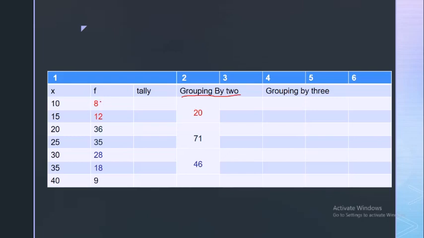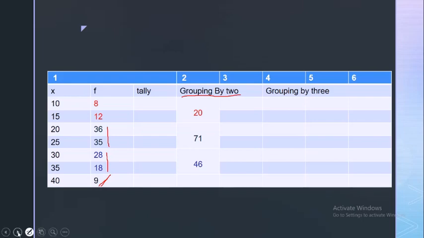As I said, I have grouped 8 and 12 because it has demanded grouping by 2. Then my next two frequencies are 36 and 35. I have grouped that also, and I got 71, so I have written it in between 36 and 35 somewhere over here. Then 28 and 18, I have written it somewhere over here, again that is 46. Now what about 9? Since I don't have any other value after 9, I won't be grouping 9 with any number. I will leave 9 as it is. That is how you fill up the second column.